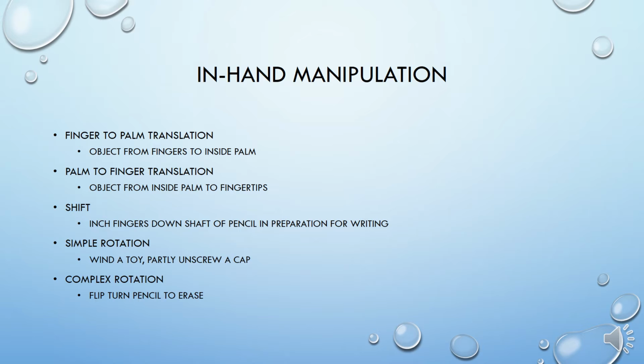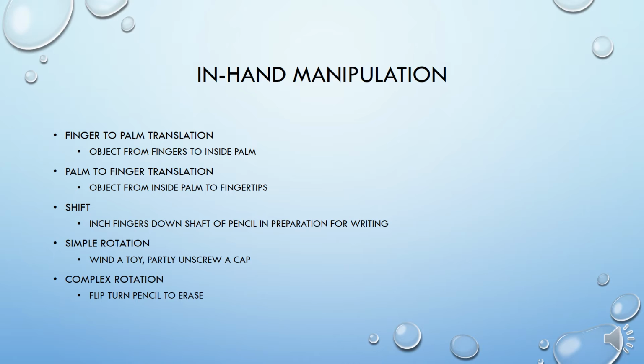Simple rotation is winding a toy, or the turning motion when you're holding a bottle with one hand and you're unscrewing the cap. The simple rotation is that turning motion where your fingers kind of flex and turn, and your thumb goes forward and out, and your wrist is going into some ulnar deviation, right? That is simple rotation, or winding a toy.